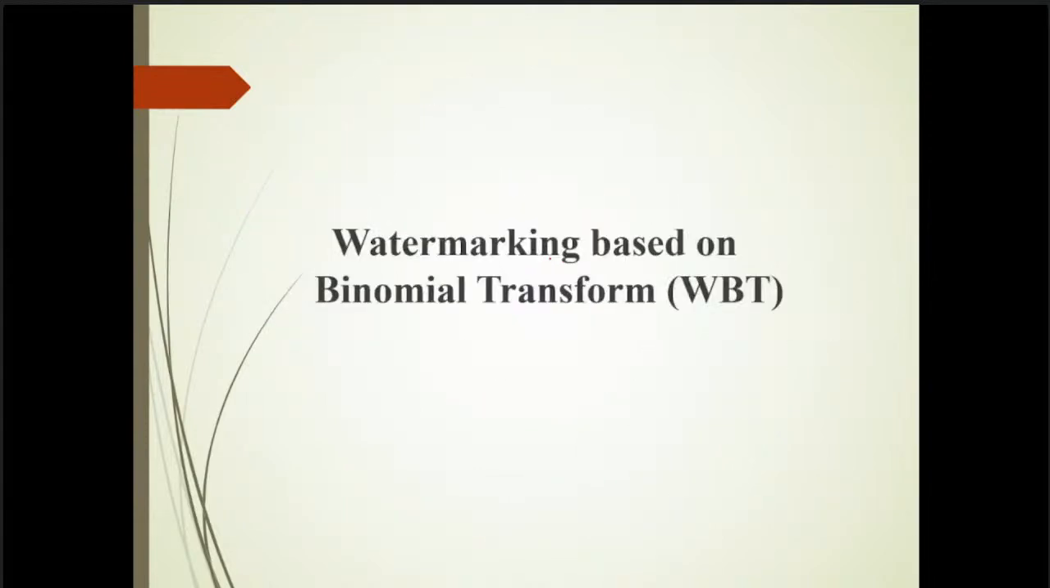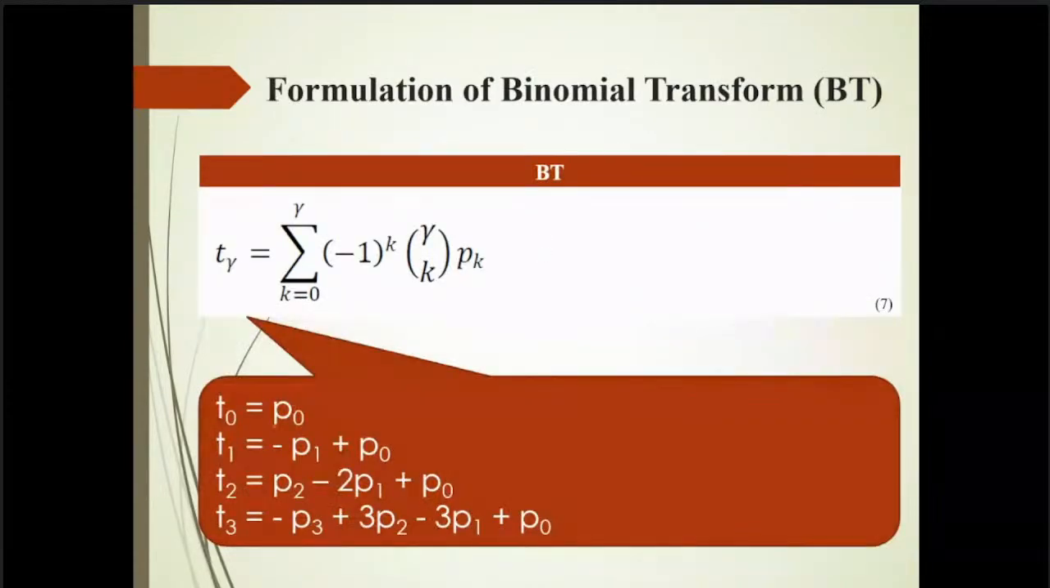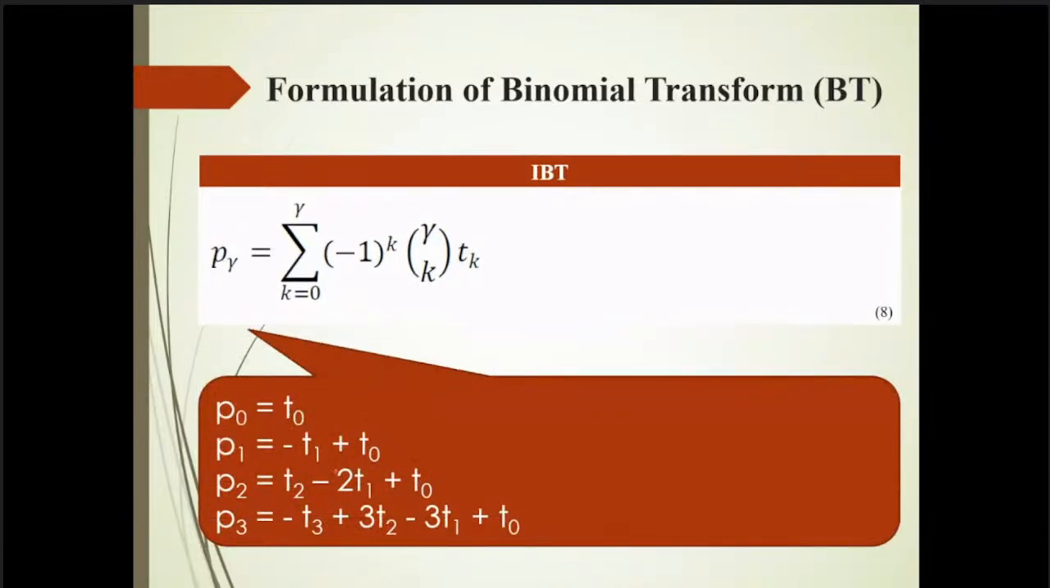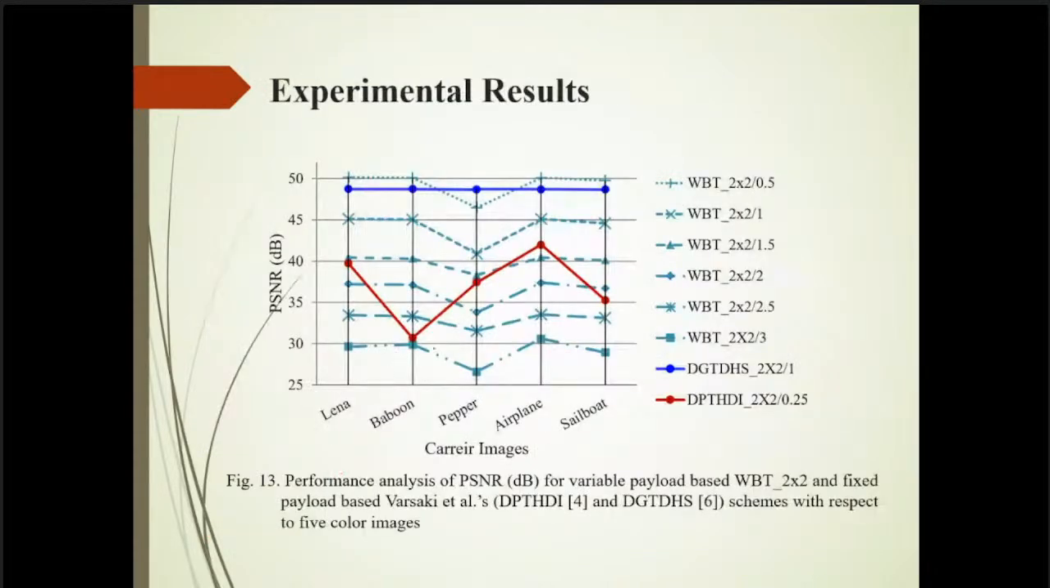So let us consider the binomial transform. A very simple transformation, a binomial equation. The computation is also very simple. This is the two-dimensional forward transformation, and this is the two-dimensional inverse transformation. And these are the embedding rules, and these are the results. Only in one image are we getting some bad results. Otherwise, we are getting very good results for all cases, and the PSNR is coming around 50.